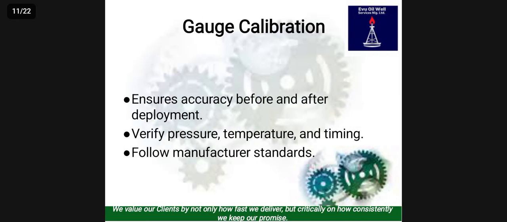Gauge calibration. Before and after each job, calibrate your gauges. You must check pressure accuracy during the calibration phase, the temperature reading, and time synchronization. Follow the manufacturer's standard or your company's calibration charts. If your calibration is wrong, your entire test data becomes useless.